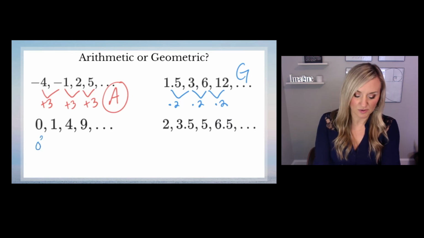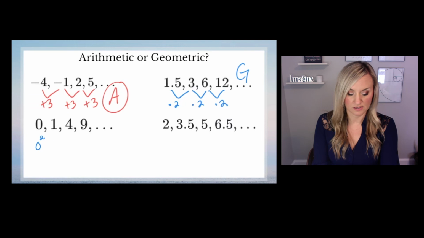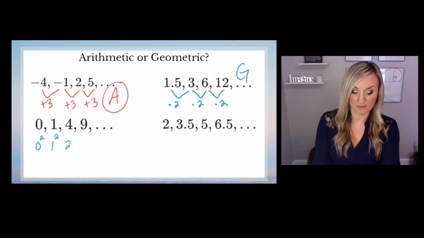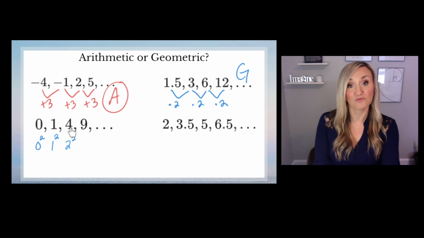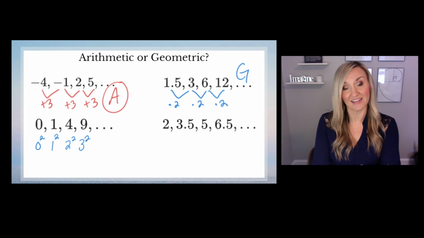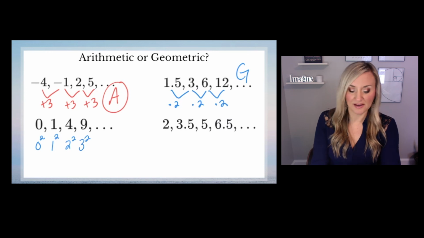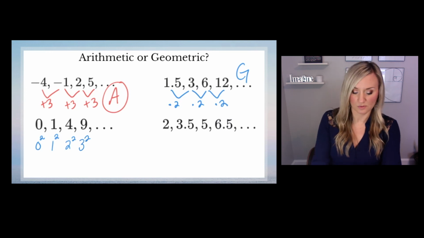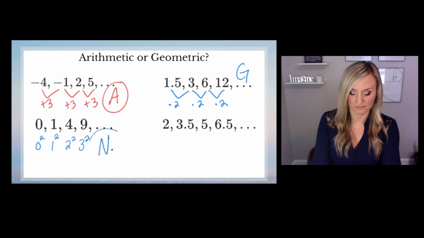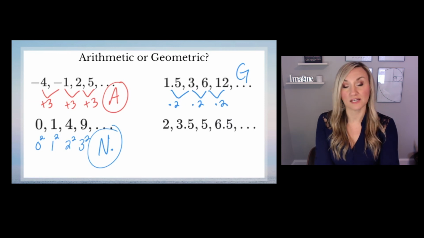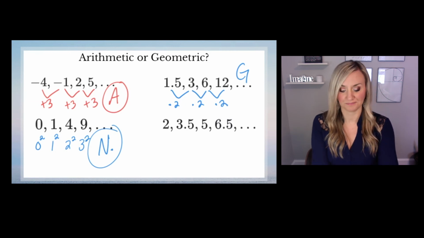If I have 0 squared, I have 0. What about 1 squared? 1. And then could you guess the next one? How about 2 squared? 4. And 3 squared? 9. You guessed it. This is quadratic. But for right now, for our sequences, we're going to call this neither. It's not arithmetic and it's not geometric.